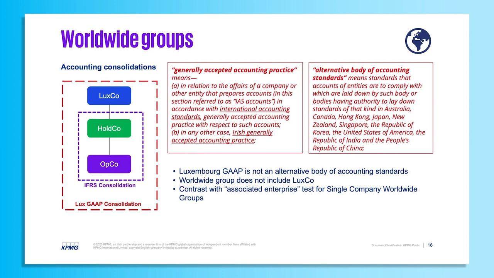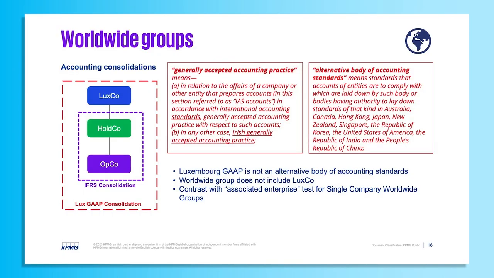a company that prepares FS under IAS, or if not IAS, Irish GAAP. An alternative body of accounting standards is also defined on screen with the definition applying from Section 835AY and includes standards in Australia, Canada, Hong Kong, Japan, New Zealand, Singapore, the Republic of Korea, the USA, India and China. Therefore, taking the example on screen, you will note that there are two levels of accounting consolidation, being an IFRS consolidation between OpCo and HoldCo and a Lux GAAP consolidation between LuxCo and HoldCo and OpCo.